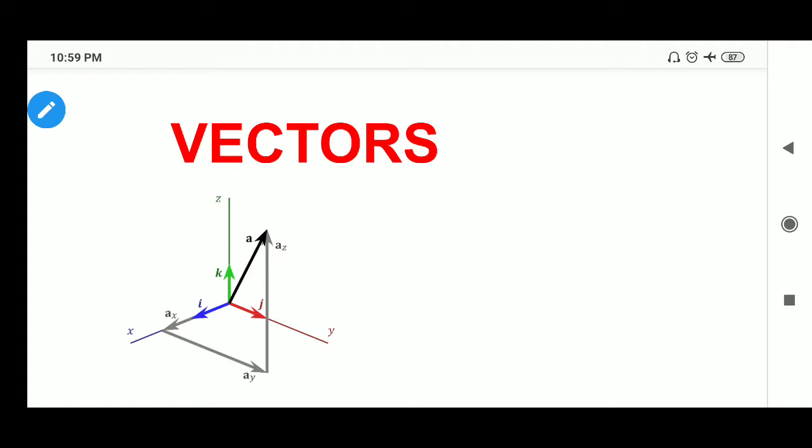So, in today's session we will discuss position vectors, direction cosines and direction ratios, with exercise 12.1 and 12.2. So, students, let's start.